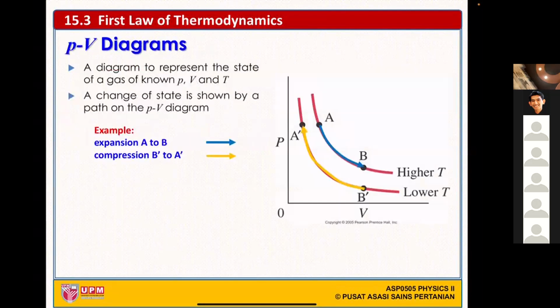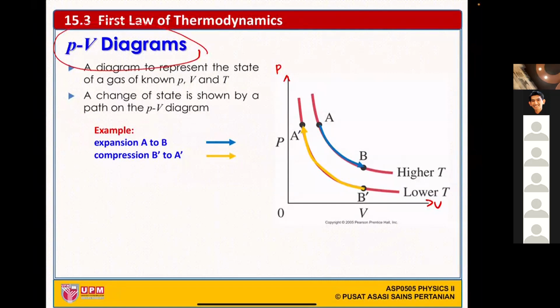Jadi selalunya bila dalam thermodynamics, okay, kita present change in thermodynamics di dalam PV diagram. Sebab dalam PV diagram kita boleh lihat perubahan volume, perubahan pressure dan juga perubahan temperature yang berlaku untuk satu-satu sistem. So kita akan plot a graph of pressure melawan volume, right? So a diagram to represent the state of a gas of P, V and T dikenali sebagai PV diagram. So a change of state is shown by a path on the PV diagram.